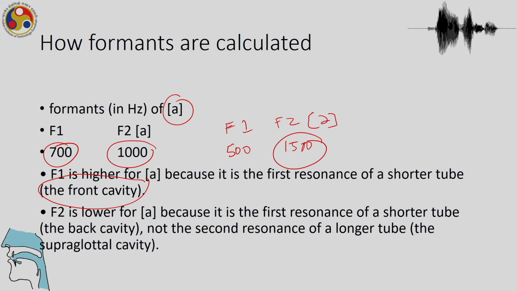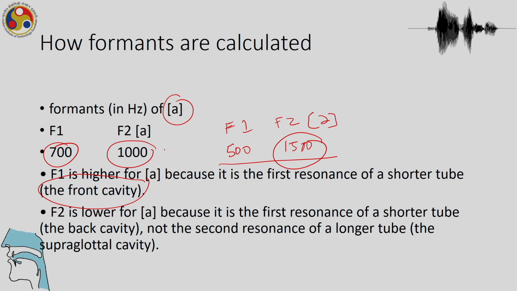F1 is higher because it's the first resonance of a much shorter tube than the vocal tract, and F2 is lower for A because it is the first resonance of a shorter tube of the back cavity and not the second resonance of a longer tube. Now, these values are there for the schwa because these are the result of the same tube, the first resonance and second resonance of a long tube, 500 and 1500.